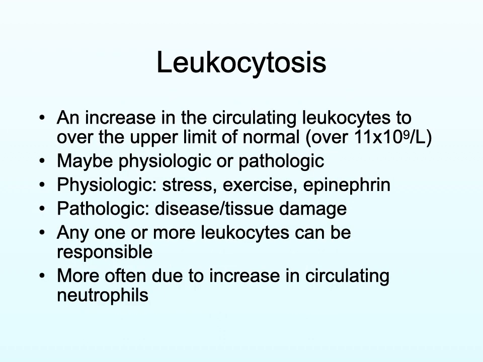So, leukocytosis is an increase in the circulating leukocytes to over the upper limit of normal. This is over 11 times 10 to the power of 9 per liter. It may be physiologic or pathologic. Physiologic, such as stress, exercise, and epinephrine, while pathologic is due to disease or tissue damage. Any one or more leukocytes can be responsible. More often it is due to an increase in the circulating neutrophils.